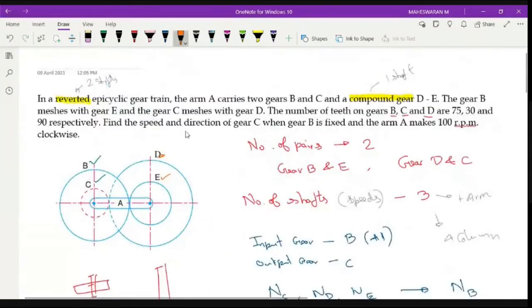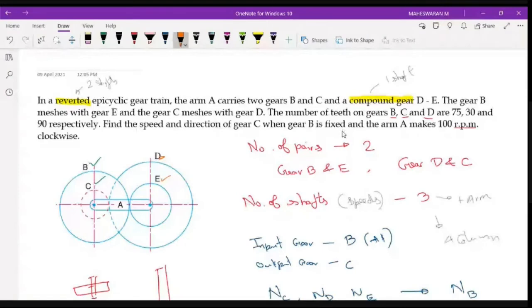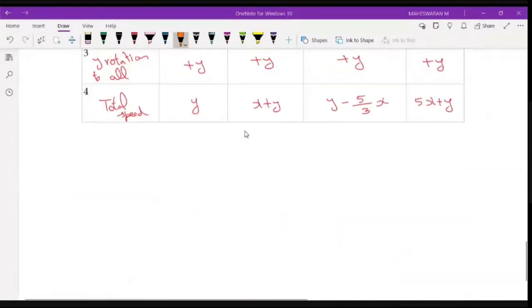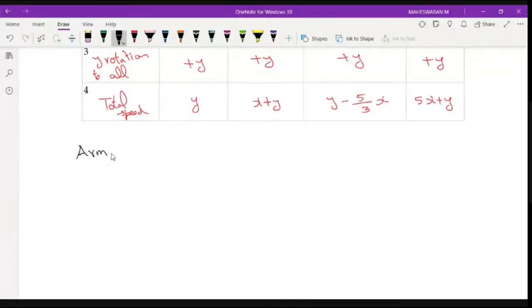What they are asking: find the speed and direction of gear C when gear B is fixed and the arm makes 100 RPM clockwise. So first I have to write down the data. The arm is rotating -100. Why do I put minus? Because it is clockwise. We consider counterclockwise as positive here, so since it is clockwise, I am putting negative.